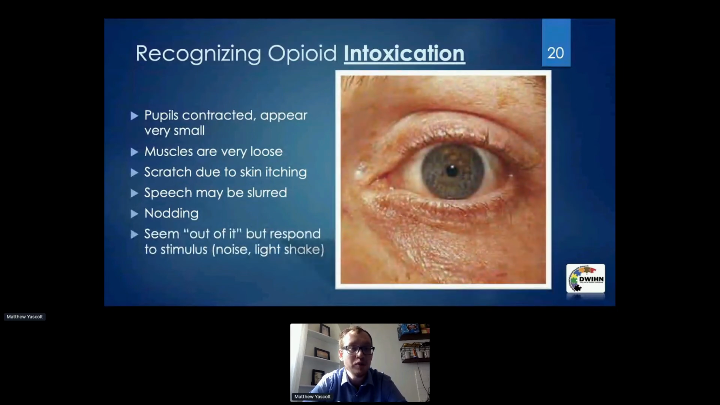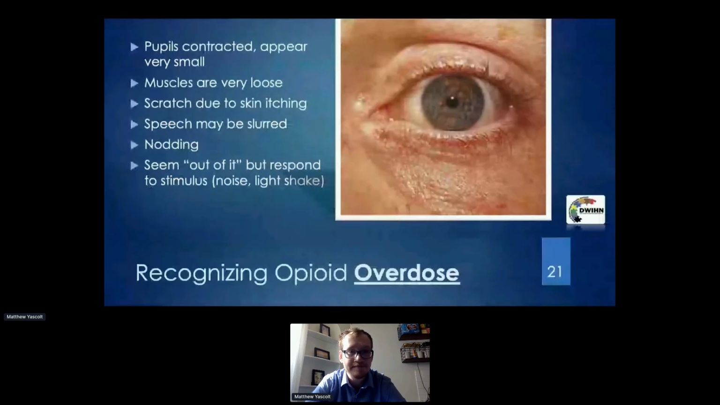Very similar with opioids. So signs of opioid intoxication: an individual's pupils are contracted. They may appear very small. Muscles are very loose. An individual could be scratching due to skin itching. Their speech may be slurred. They could be nodding. So you could see minimal eyelid movement to extreme head movement. And they might seem out of it, but respond to stimulus, noise, or a light shake.